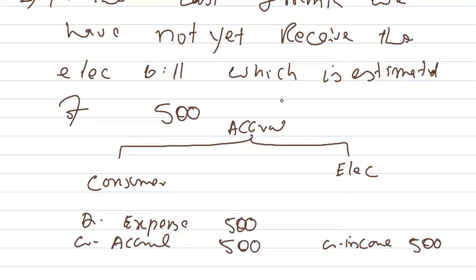And what about the electricity company? They have not yet issued any bill. They will record it as accrued income, 500. So accrued income is basically a kind of receivable, but the invoice has not yet been issued, so we record it as accrued income.